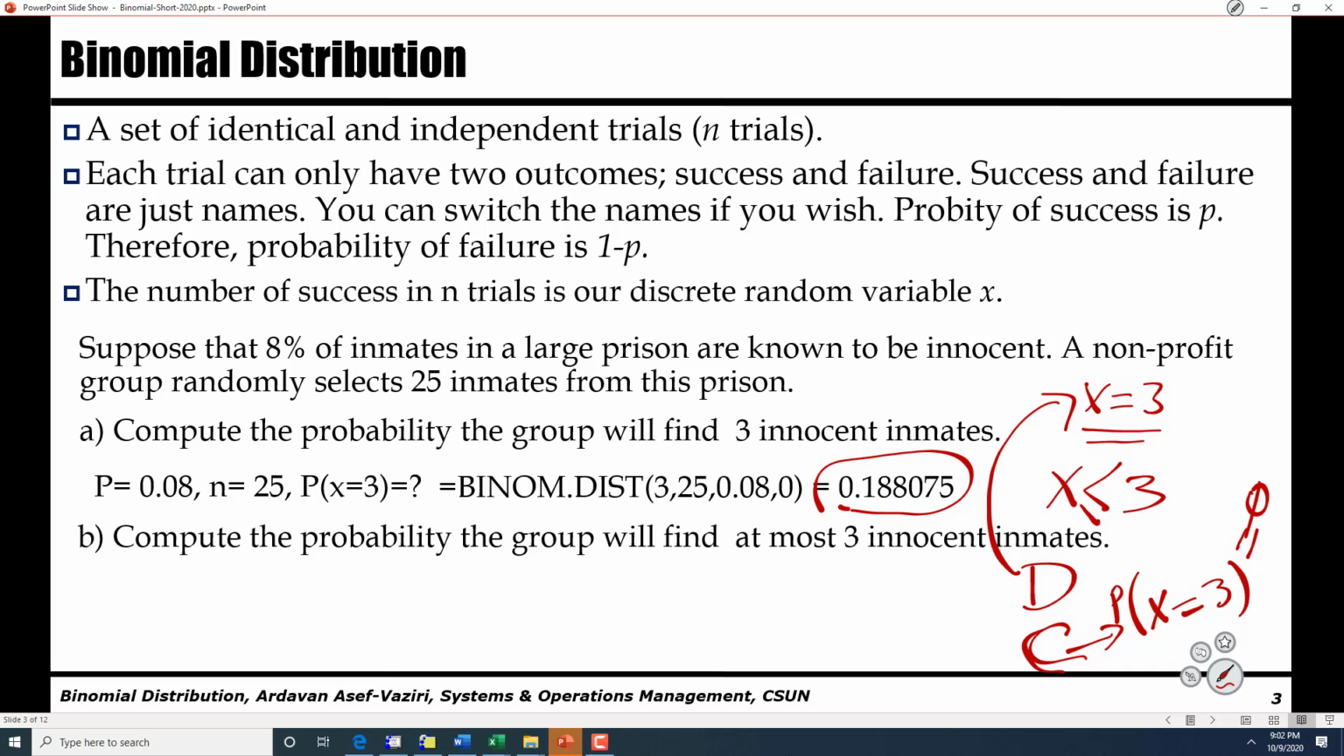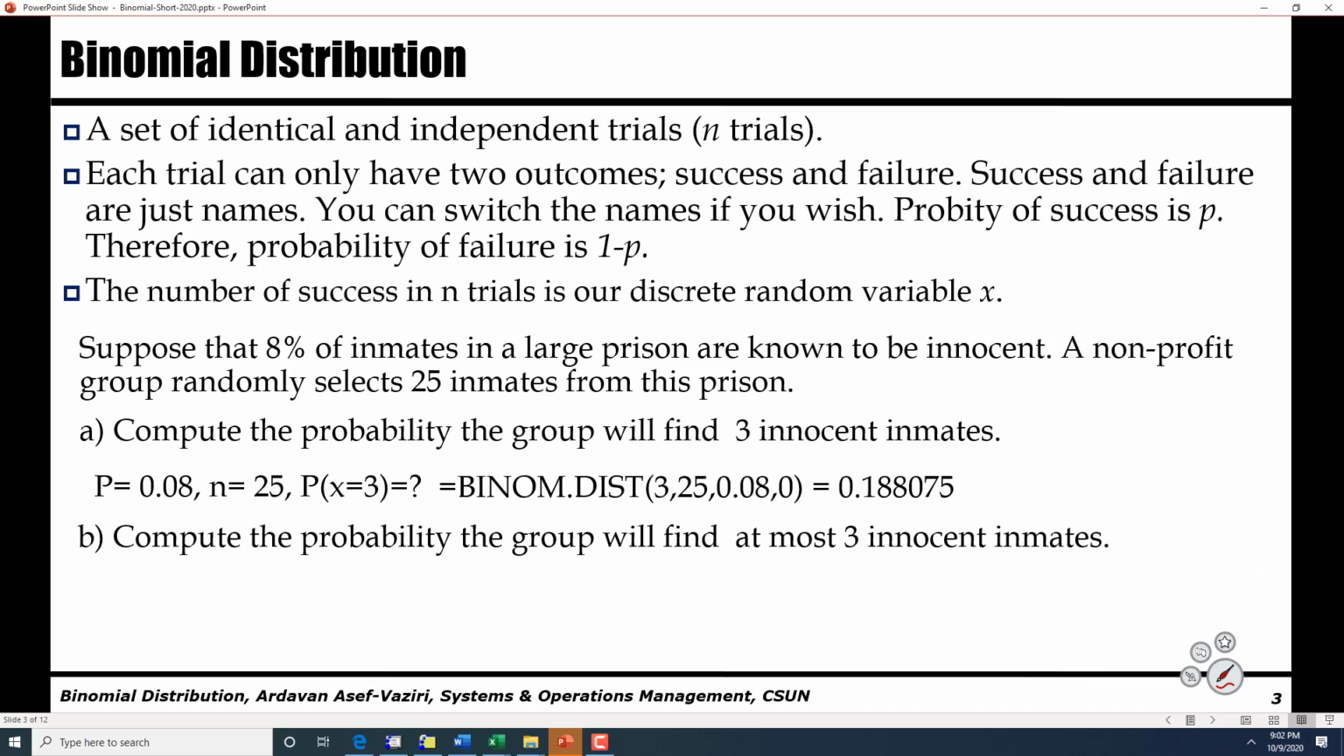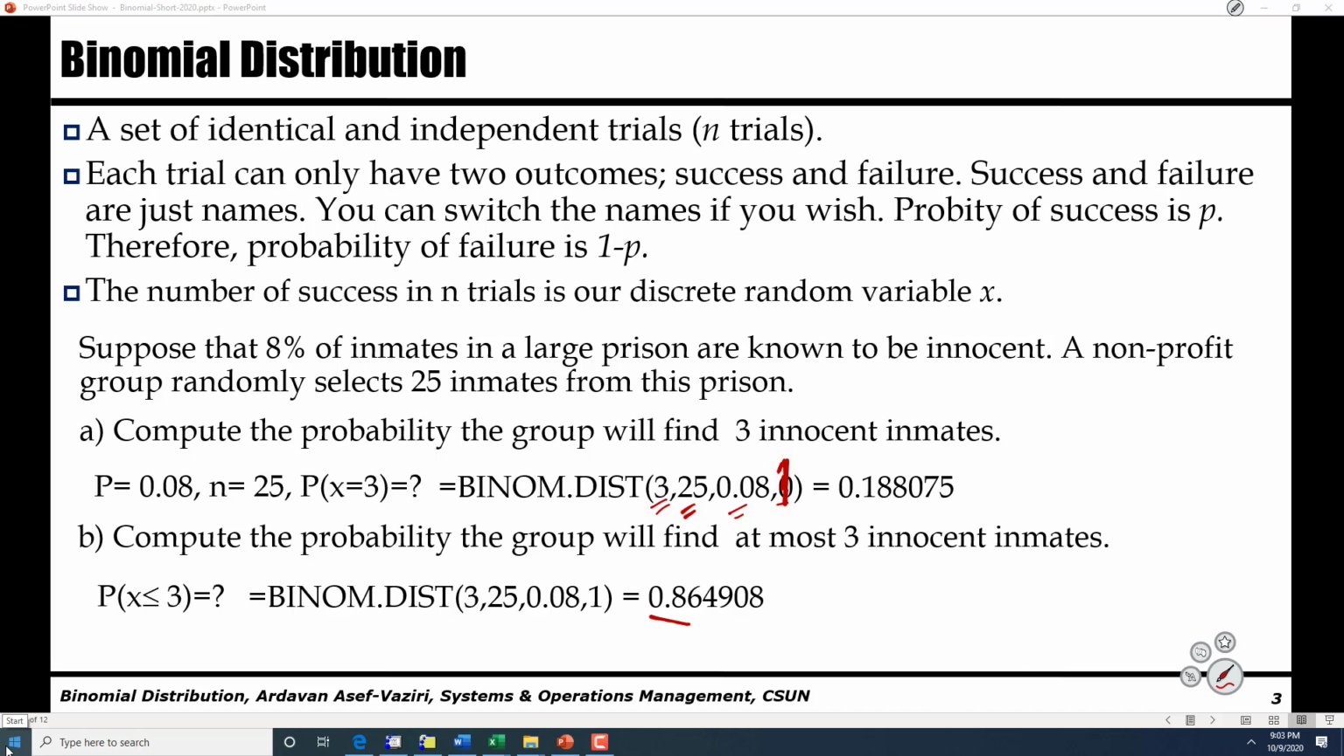When we found it here, it was this much, but now it asks for the probability of x less than or equal to 3. We use exactly the same formula, 3, 25, 0.08, but instead of 0, you place a 1 here, and that's it. If we do that, it will come out around 86%.